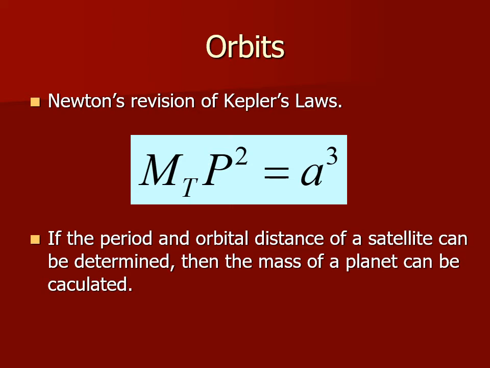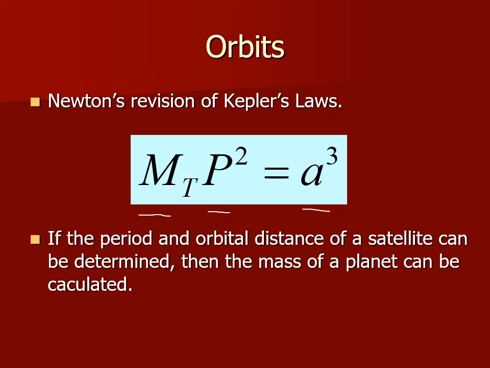Newton also revises Kepler's laws. He says, okay, p squared equals a cubed, but it's total mass times p squared equals a cubed. So that means the total mass measured in solar masses times p squared equals a cubed, where P is the orbital time and a is the orbital distance. So that gives you the relationship. So we can revise that.